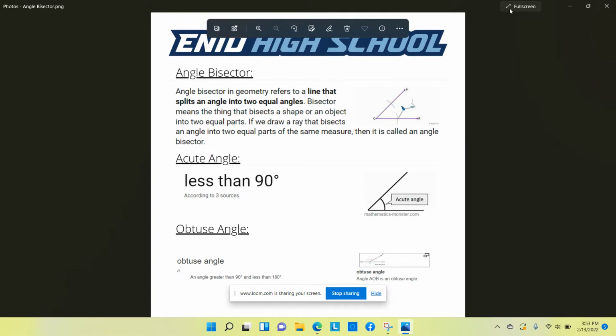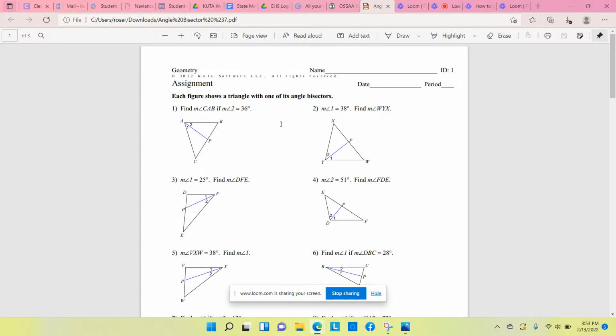Okay? So let me figure out how to get out of this back to our worksheet. Here we are in our worksheet for today. And just like we always do, I'm going to do the odds. You guys are going to do the evens.